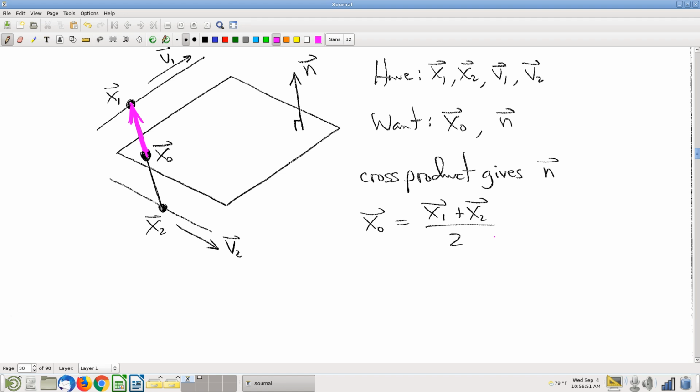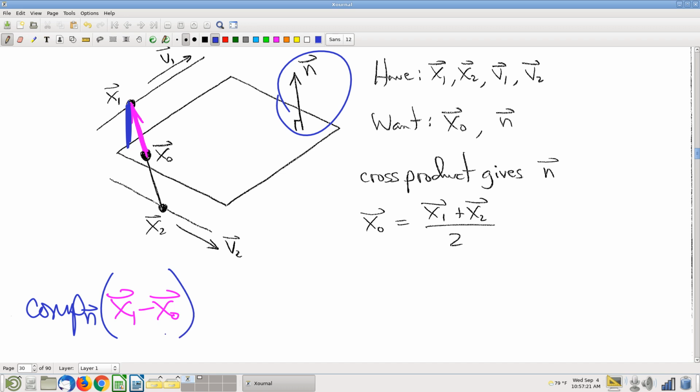I can write down that vector. That vector is x1 minus x naught. And the distance that I'm looking for, I appeal to your sense of geometry. That distance is the component in the direction perpendicular to the plane. Said differently, it's the component in the normal direction. So that first distance that we need to compute, there it is. There's a formula. It's the normal component of x1 minus x naught.